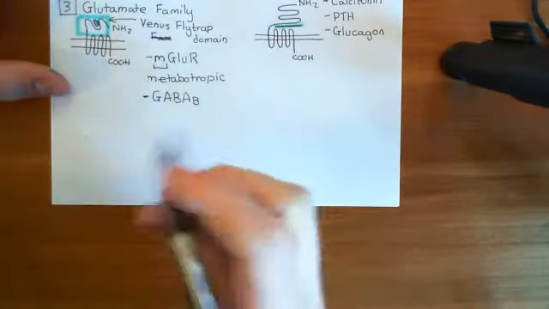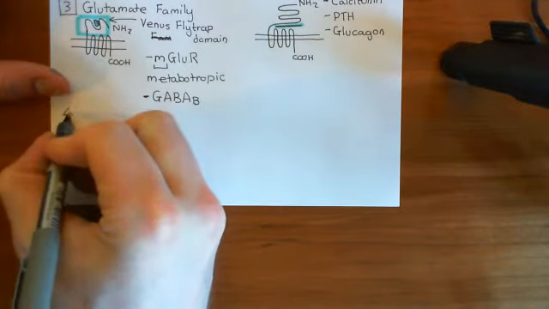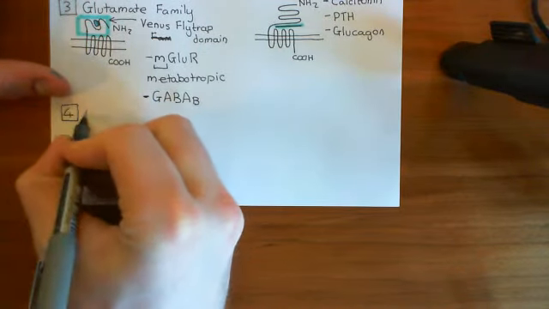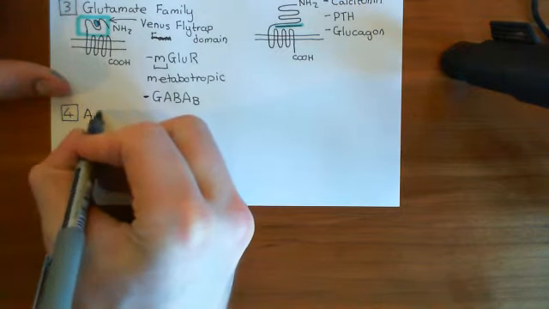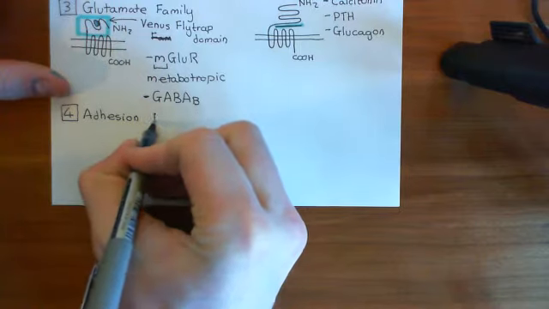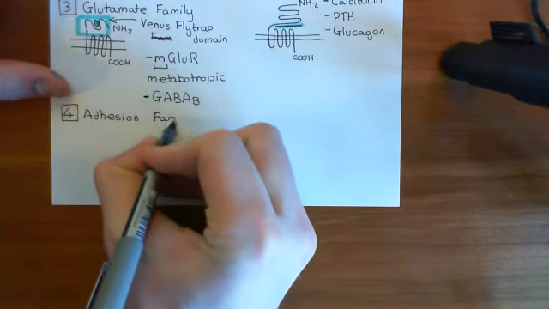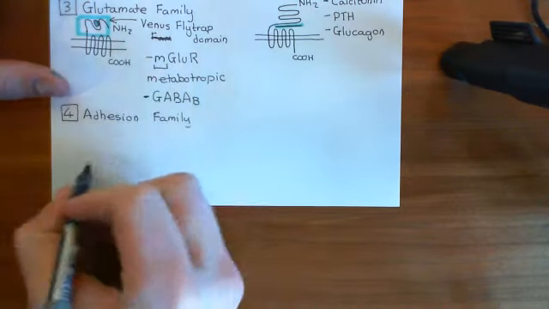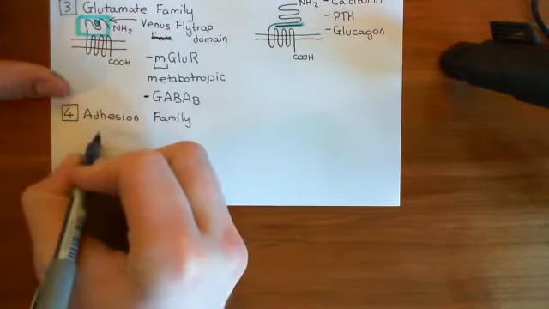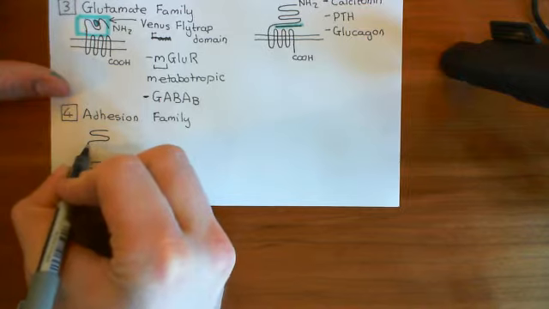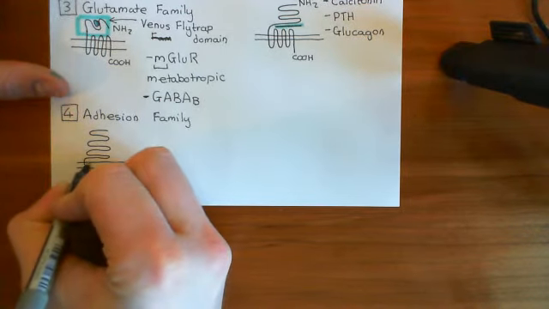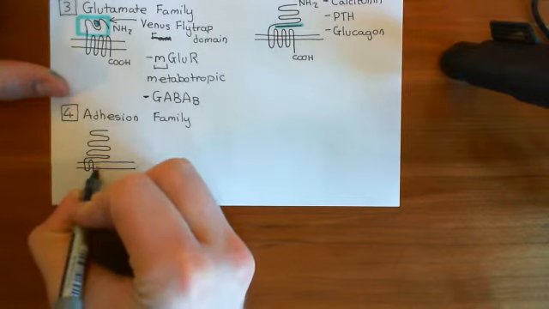Right, okay, so the fourth family of G protein coupled receptors then. The fourth family is the adhesion family of G protein coupled receptors. Basically, what's characteristic about these G protein coupled receptors is that they have a large extracellular domain, so a large amino terminal domain here, and they need this for binding to their ligand, which is not a conventional ligand.